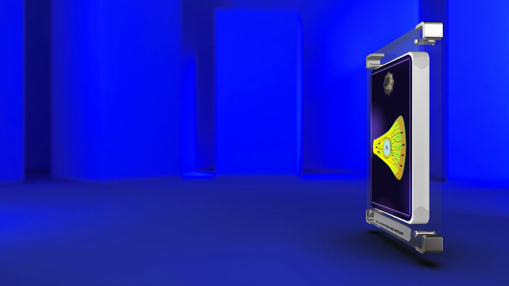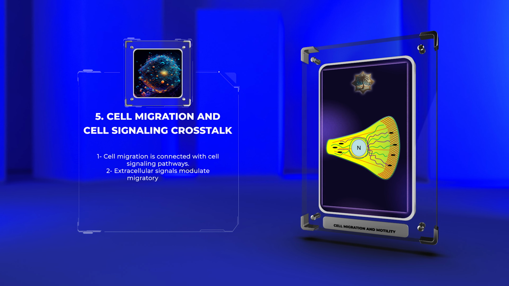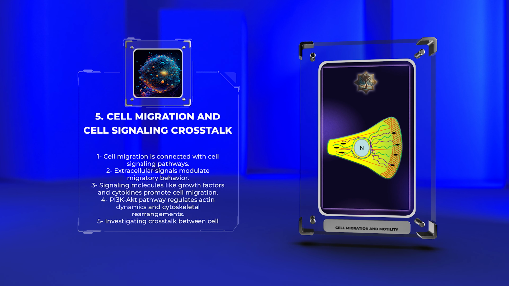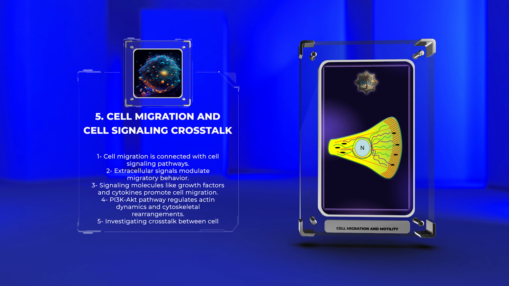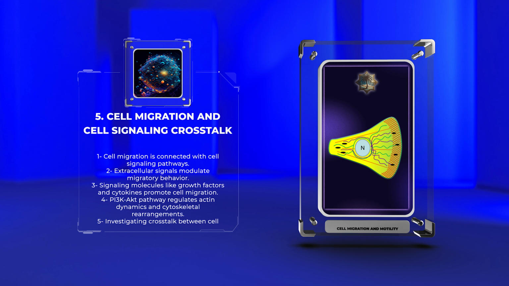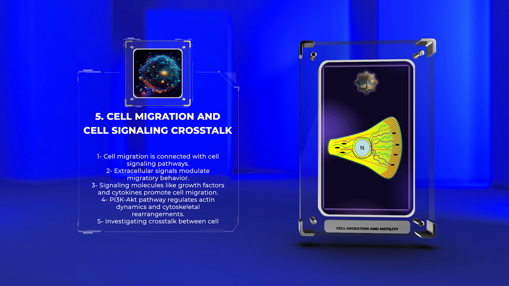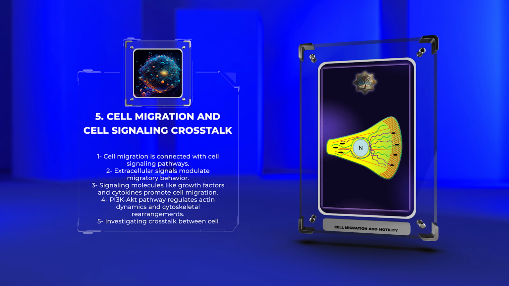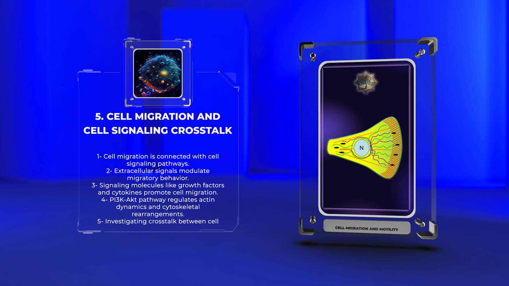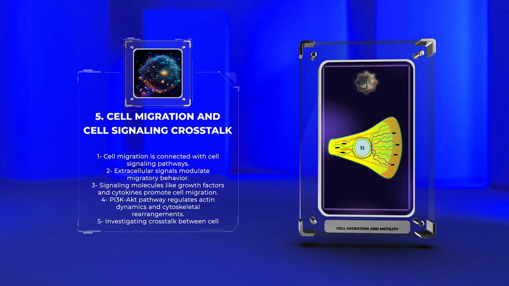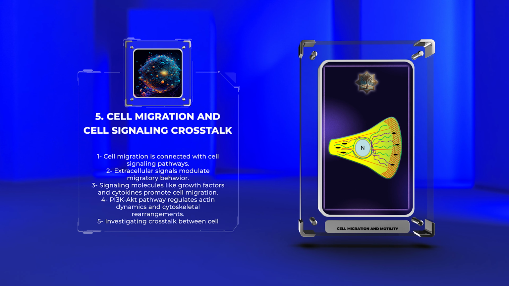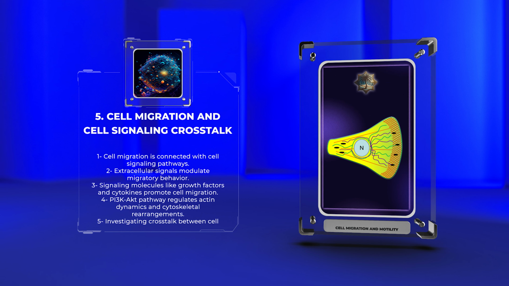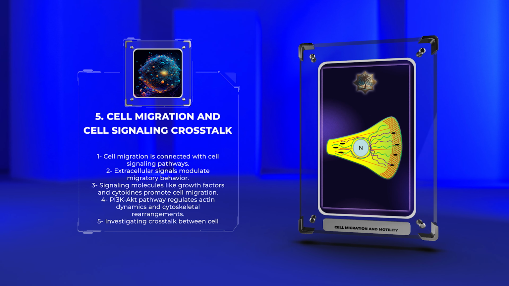Cell migration is intricately connected with cell signaling pathways, as various extracellular signals modulate migratory behavior. Signaling molecules such as growth factors, cytokines, and chemokines can activate intracellular signaling cascades that promote cell migration. For example, the PEAK-ACT pathway is involved in regulating actin dynamics and cytoskeletal rearrangements necessary for efficient cell movement. Investigating the crosstalk between cell migration and signaling pathways offers insights into the coordination of cellular processes.